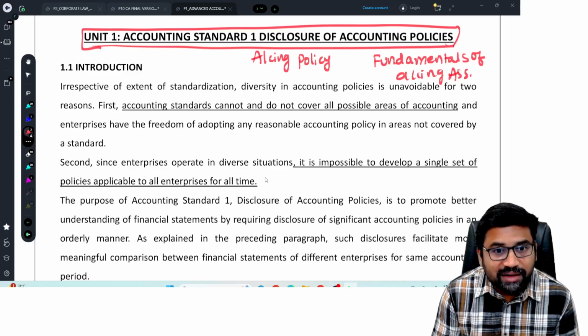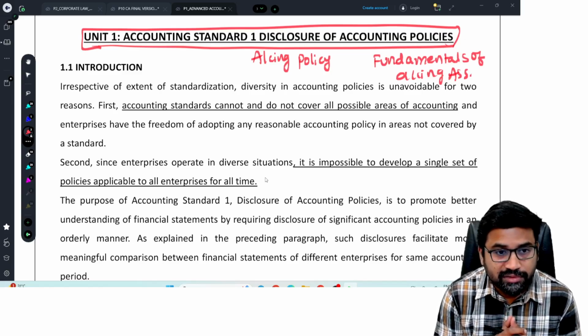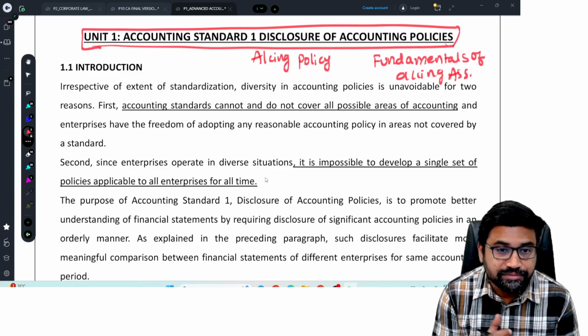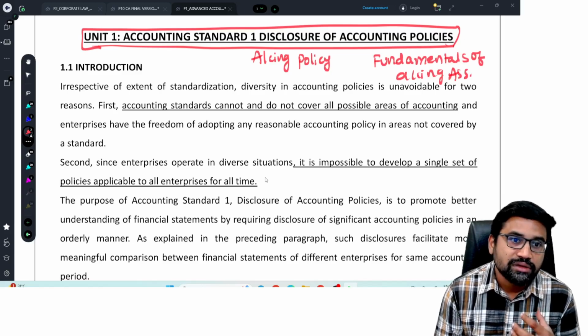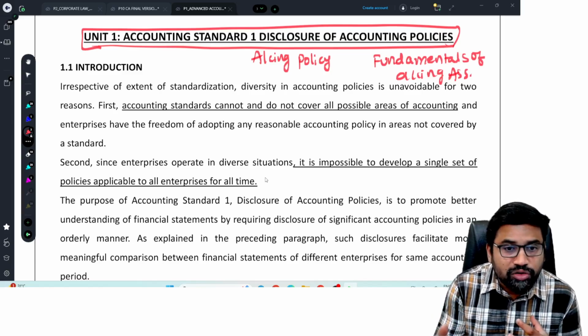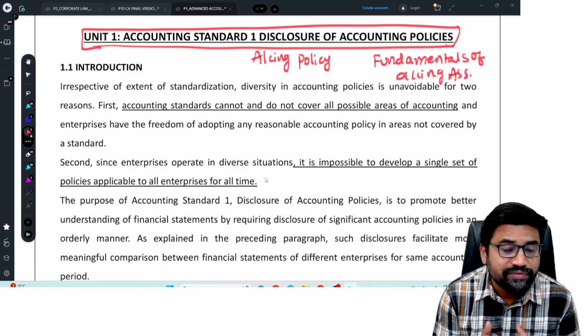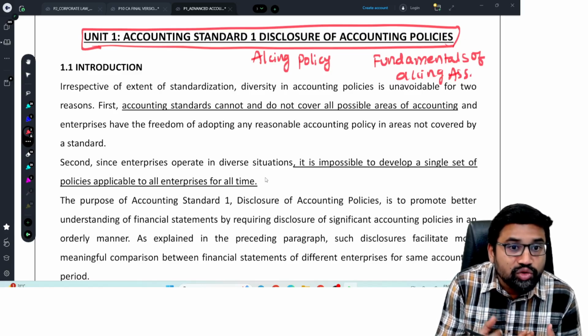Moreover, every company has the freedom to select their own accounting rules, accounting policies, whichever suitable to their organization. So therefore, it is not possible to bring uniformity in the accounting policies which is to be followed by everybody. There is no universal list of accounting policies which is applicable to all the companies throughout the world or throughout India. So therefore, whatever ICAI is trying to bring the uniformity, to the extent possible, they want to bring an uniformity.